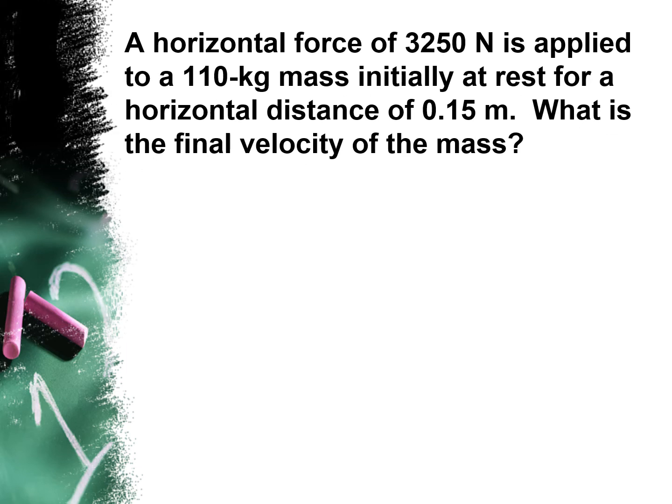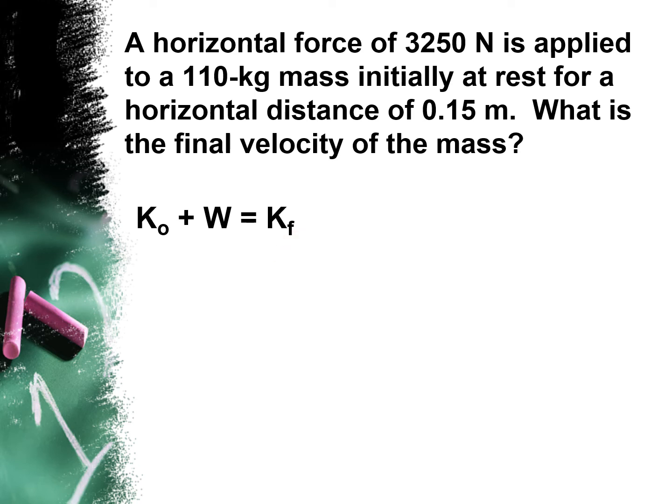So in this example, it says a horizontal force of 3,250 newtons is applied to a 110 kilogram mass initially at rest for a horizontal distance of 0.15 meters. What is the final velocity of the mass? All right, so first off, we start with our work energy theorem, where we have the initial kinetic energy plus the work is going to be equal to the final kinetic energy.